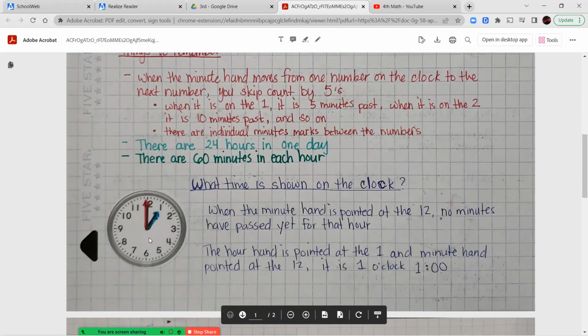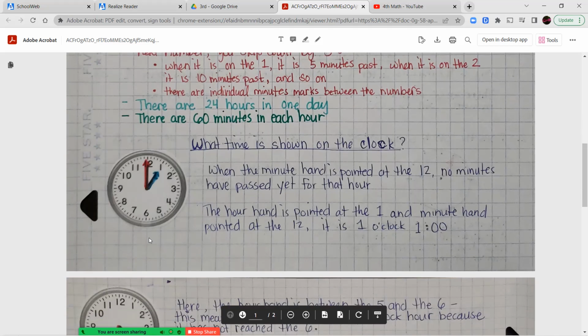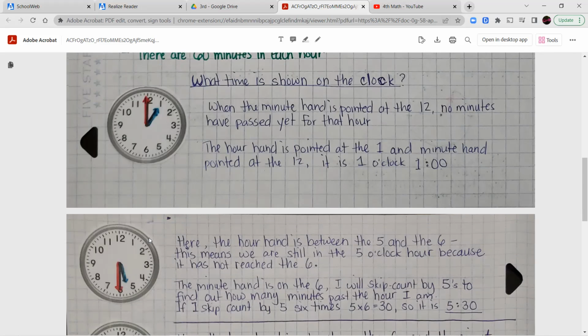So let's take a look at this clock. What time is shown on this clock? Well, when the minute hand is pointed at the 12, that means no minutes have passed yet for that particular hour. So we just started that hour. Now the hour hand is pointed at the 1. If the hour hand is at the 1 and the minute hand is at the 12, that means we're at the 1 o'clock hour, or it's just 1 o'clock.